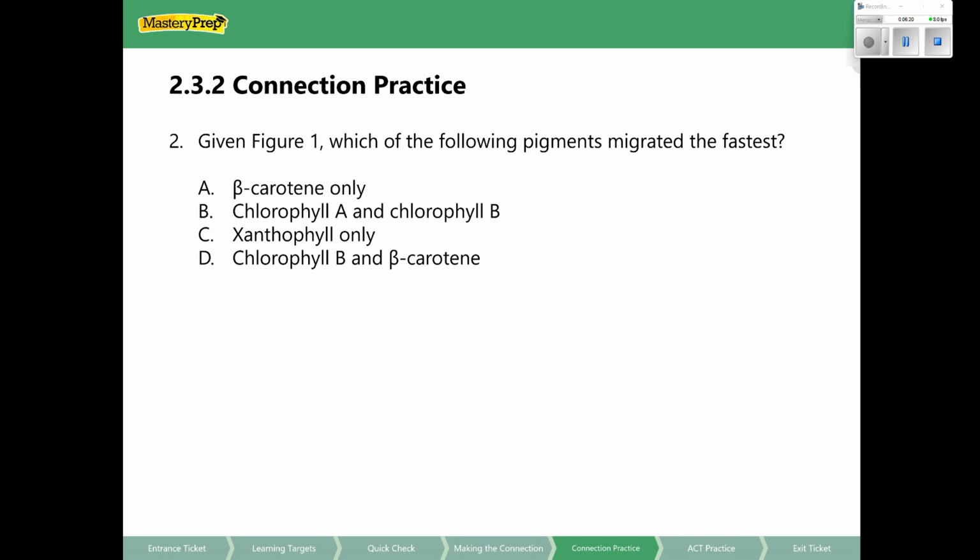It is B because, again, it's asking which one migrated the farthest. And B tells us that the Rf value is directly proportional to the speed of migration for varying pigments. So directly proportional to the speed of varying pigments. So go on and answer the question. Given the following information, which one migrates the fastest?